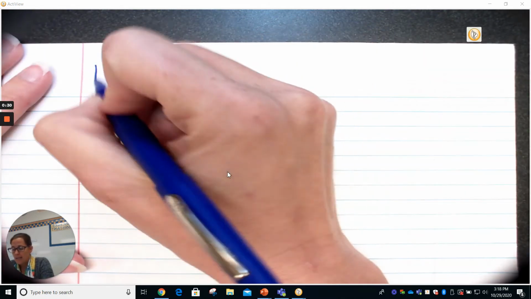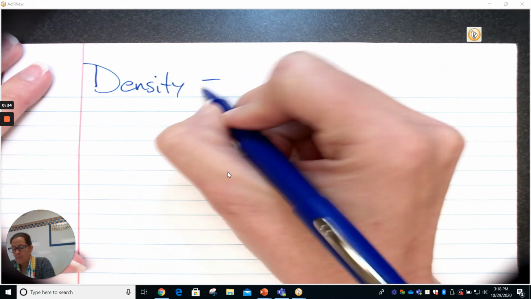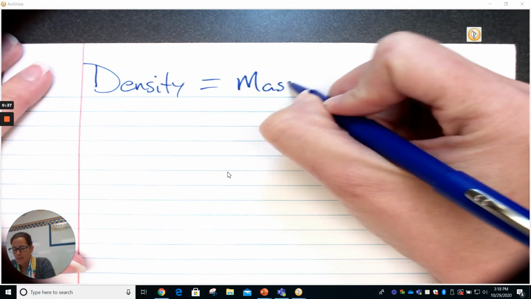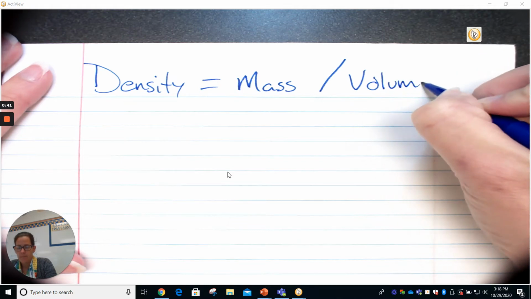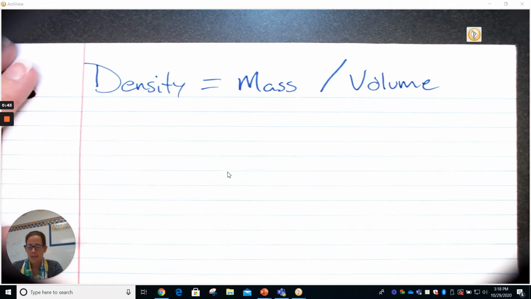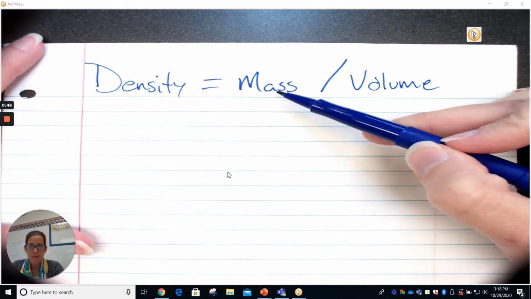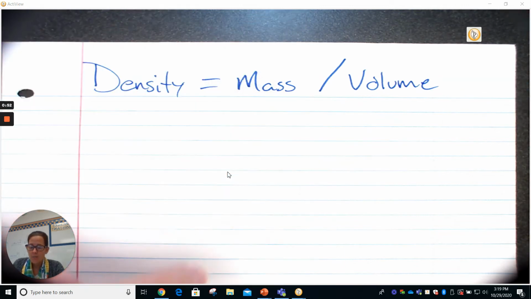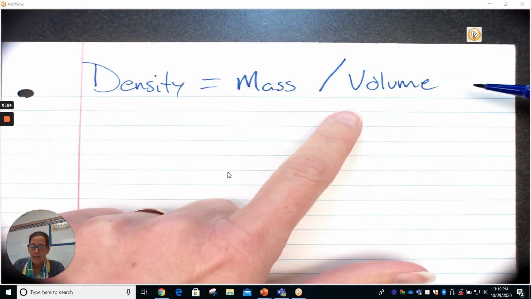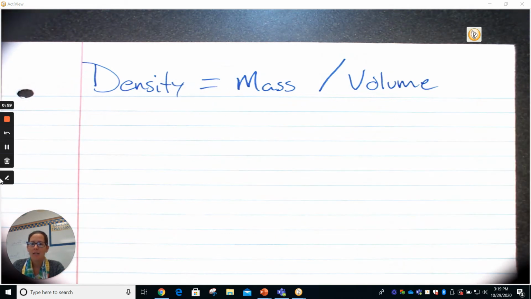So density equals mass divided by volume, right? But the cool thing about this right here is that we can figure out the mass of something if we know the density and the volume. And we can also find the volume of something if we have the mass and the density. So this thing, this can go any which way from Sunday.